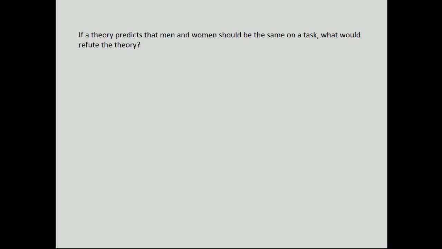So let me go through some examples to see. This isn't quite as straightforward as you may have been led to believe by reading the literature in psychology. So let's say we have a theory that predicts men and women should be the same on a task. So we have some dependent variable. Let's assume the auxiliaries are all safe, and so I'm not talking about that. So what pattern of significant and non-significant results would refute this theory? Just tell the person next to you, what pattern of significant or non-significant results would refute the theory that predicts men and women would be the same on the task?